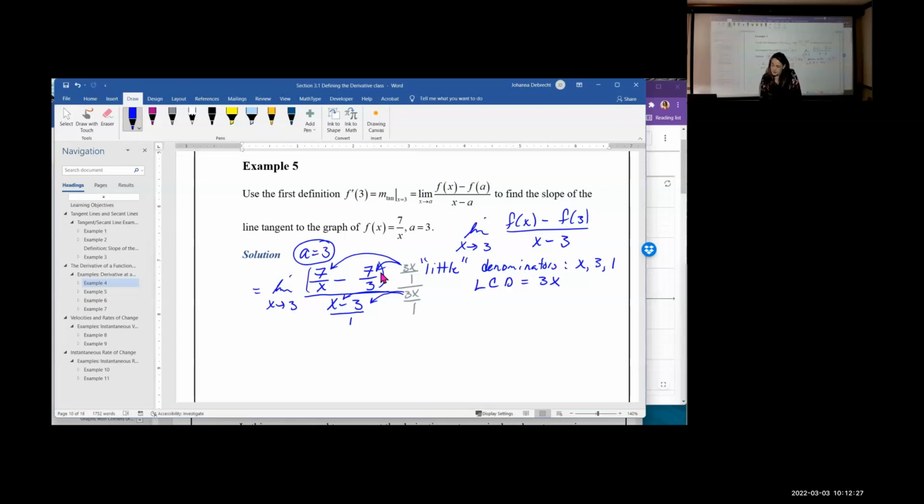All right, so this is going to give me the limit as x goes to 3. The x's cancel for the first fraction, and so that gives me 3 times 7, which is 21, minus, and then when I distribute over the second fraction, the 3's will cancel, so I get 7x. And in the denominator, I need to go ahead and distribute this as well. So I get 3x times the x minus 3, but I'm going to leave the denominator factored.